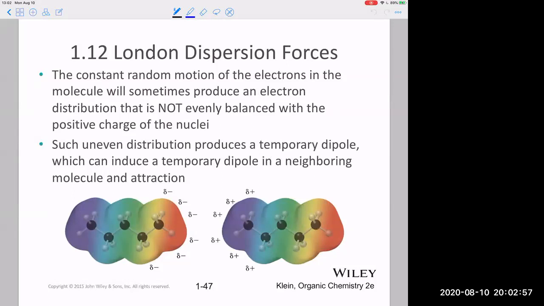All right, and then the last one is London dispersion forces. The most important thing to keep in mind about London dispersion forces is that they are temporary dipoles, or, I like this even better, they induce a temporary dipole. So let's take a look at this molecule here. These are all carbon and hydrogen bonds. That's what this is supposed to represent.